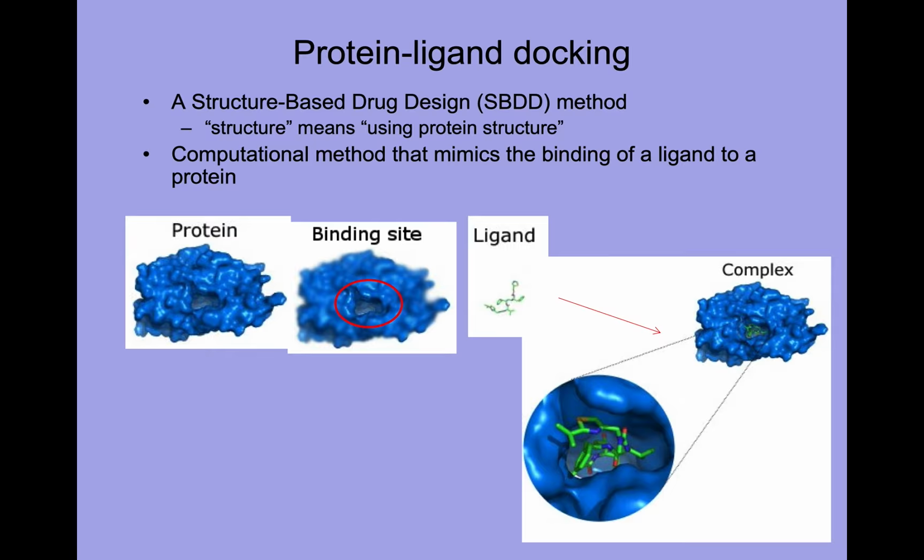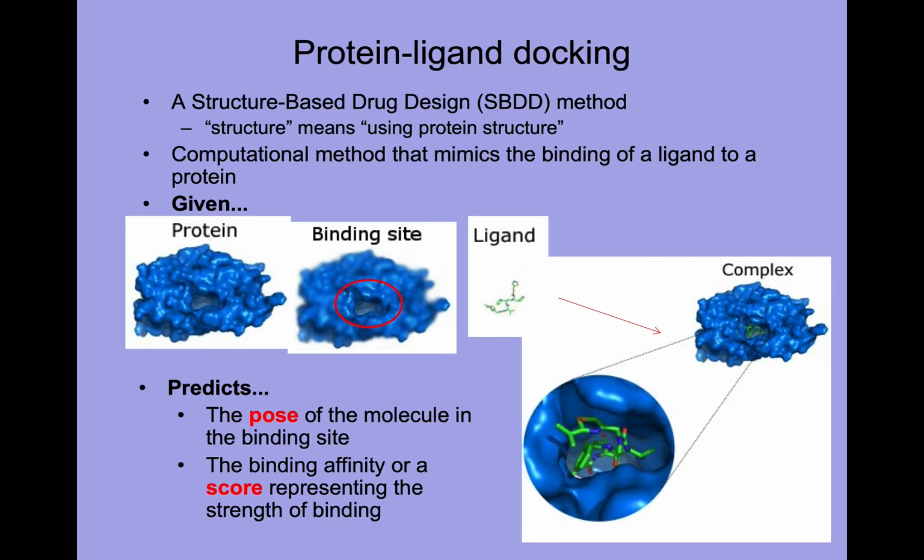What is the meaning of structure here? By structure, we mean the protein structure which we use as a target. Then in the computational method, we mimic the binding of a ligand to the protein. What is the ligand? A ligand can be a small molecule, a peptide, or any inhibitor. So we have given the protein.